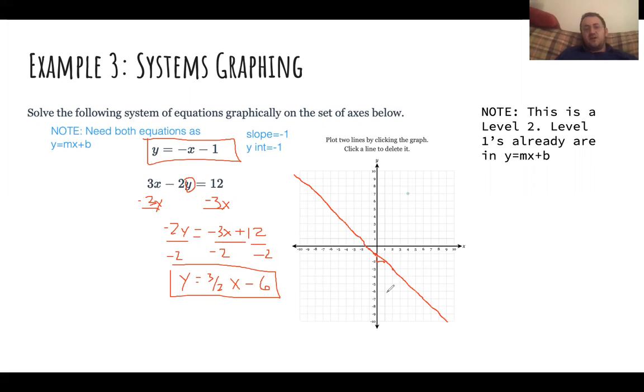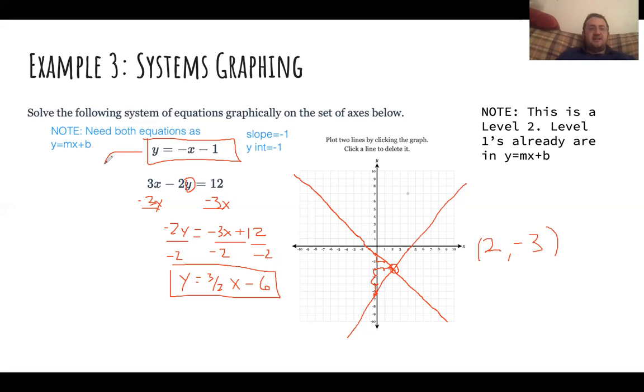And then on the other one, we are at 3/2 x minus 6. So I'm going to go 1, 2, 3, and then I'm going to go 1, 2, and lo and behold, right there is, as they say, X marks the spot. So right at that place is our solution. So I'm going to have 2, -3.